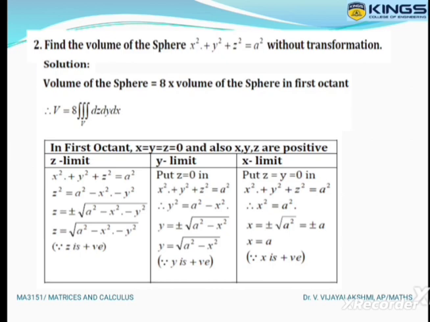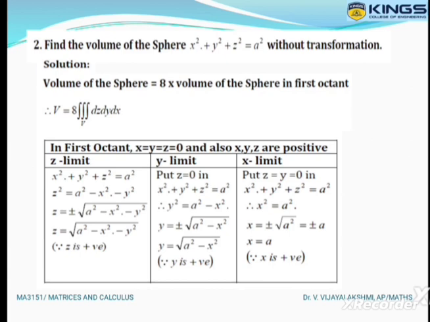Here we want to get the volume of a sphere. We know that if the surface is symmetrical about all the three axes, then we can take the surface in the first octant and multiply by 8 to get the total volume of the surface. Remember that this is possible only when the surface is symmetric. Here the surface is a sphere, which is symmetrical about all the three axes, so we can multiply by 8. Therefore, the volume of the sphere is equal to 8 into the volume of the sphere in the first octant. So V is equal to 8 into triple integral over V dz dy dx.